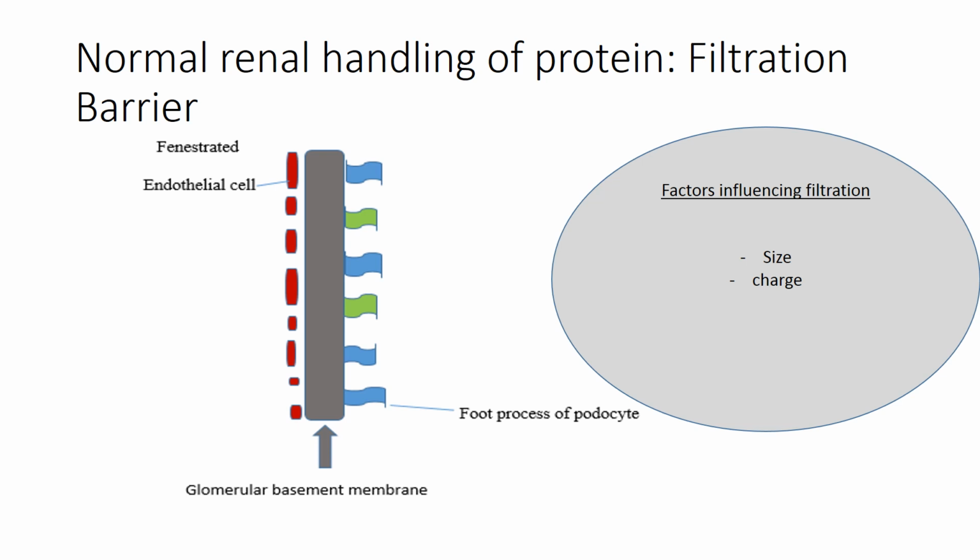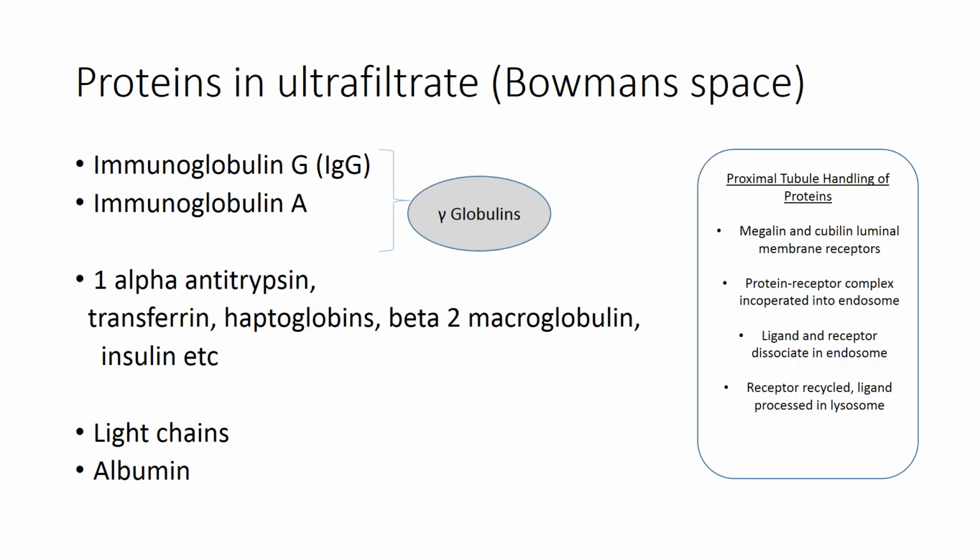And then let's look at what the urine, or rather the ultrafiltrate, now looks like after having traversed this filtration barrier. So we still have immunoglobulin G and immunoglobulin A, but immunoglobulin D is unable to cross the filtration barrier. We still have some alpha and beta globulins. Among these proteins are alpha-1 antitrypsin, transferrin, haptoglobins, insulin. We are also able to see that the ultrafiltrate will contain light chains and then albumin. So under normal circumstances, these proteins largely do not appear in the final urine.